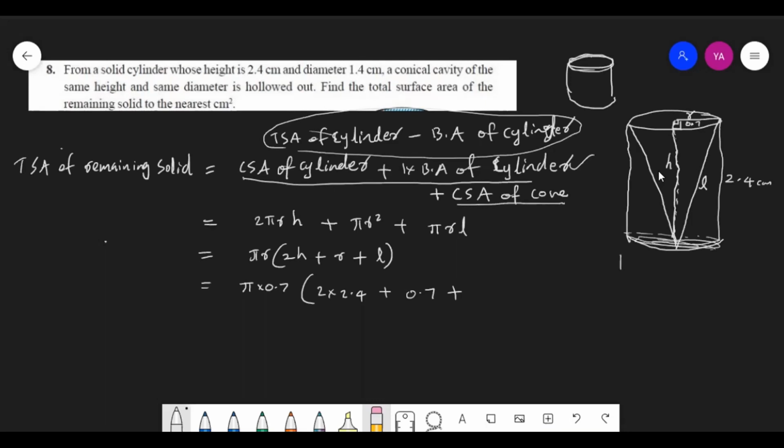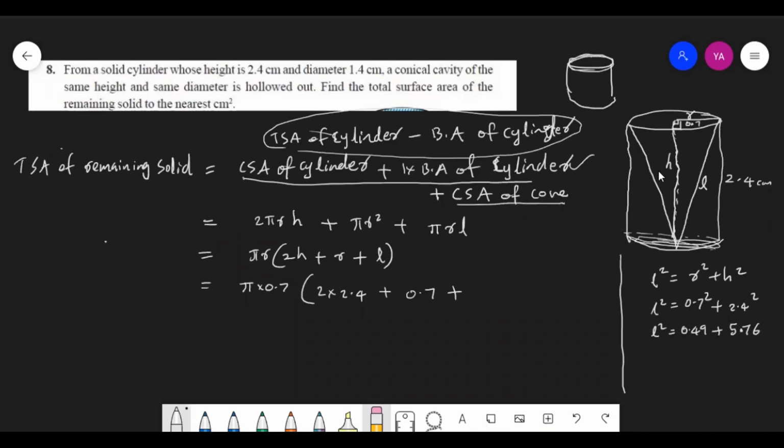From this right triangle, we can make a relation: L square is equal to R square plus H square. Substitute the given values. R is given 0.7, so 0.7 square plus H square, and H square is 2.4 square. So L square is equal to 0.7 square, which is 0.49, plus 2.4 square, which is 5.76.